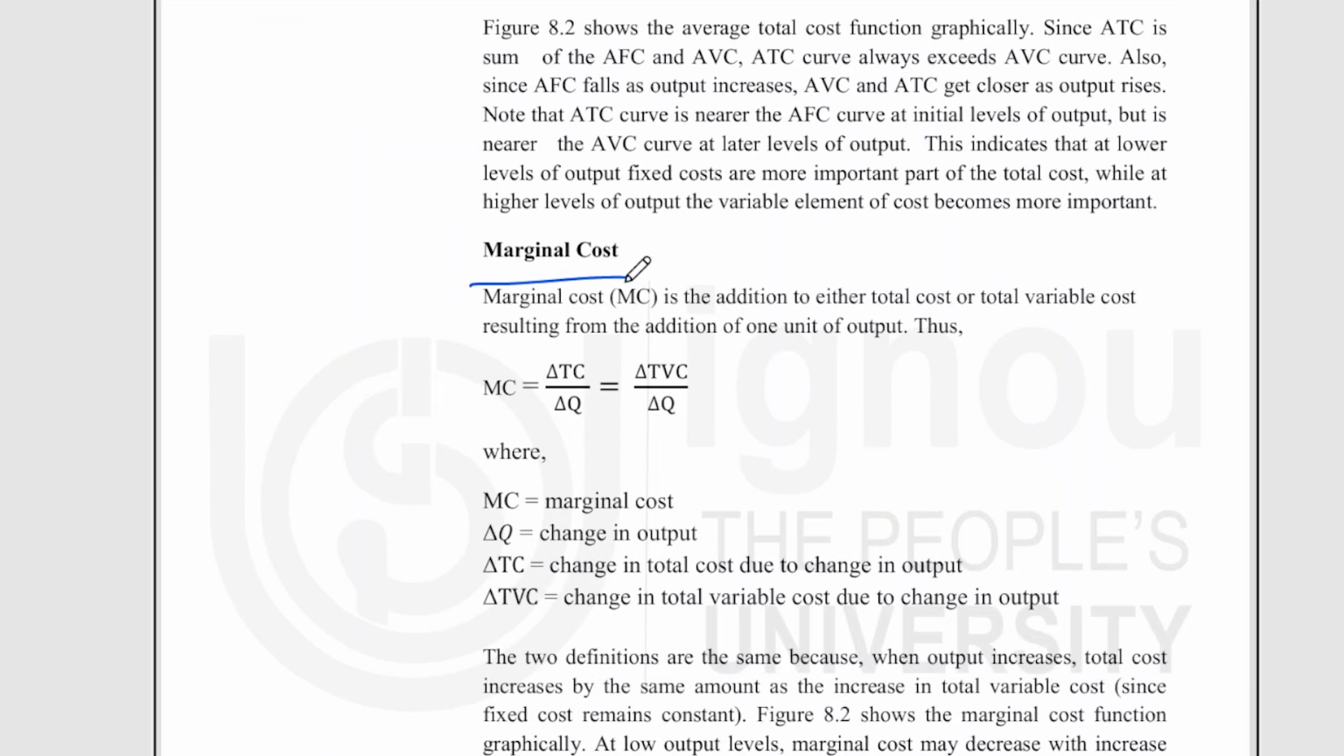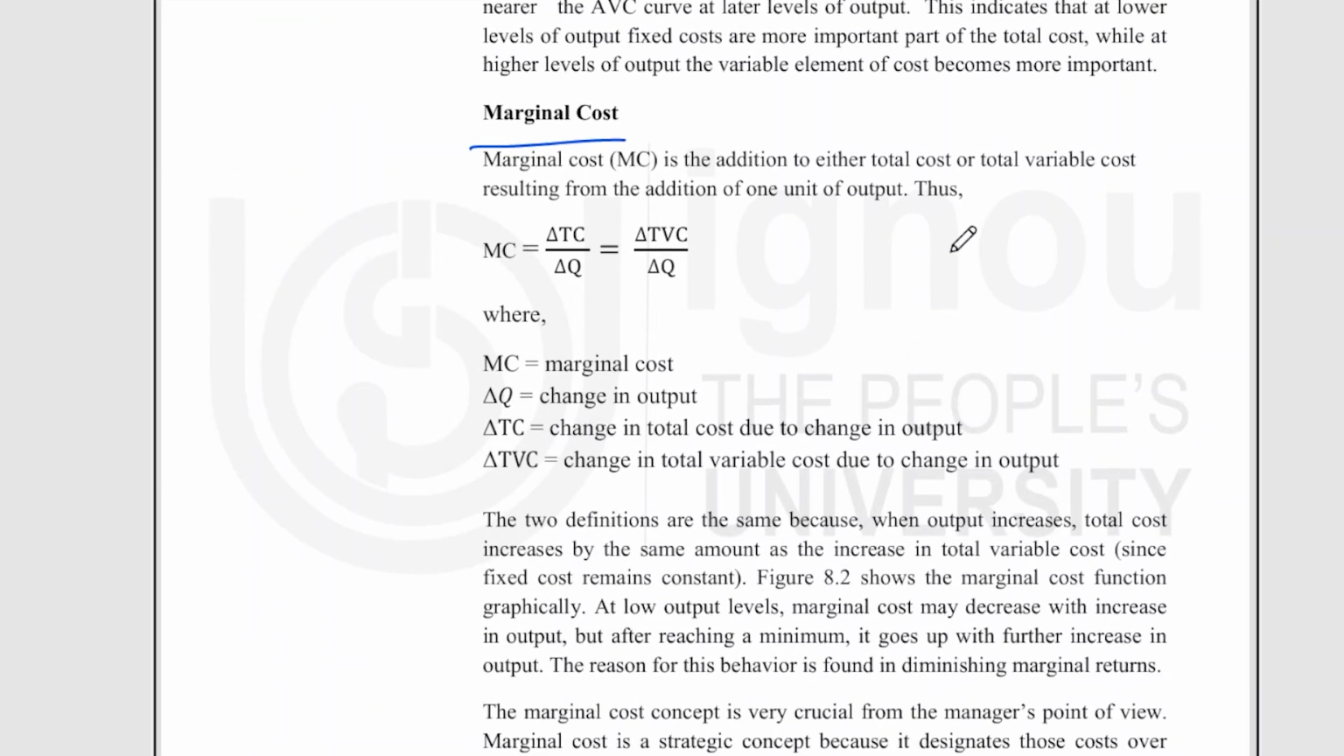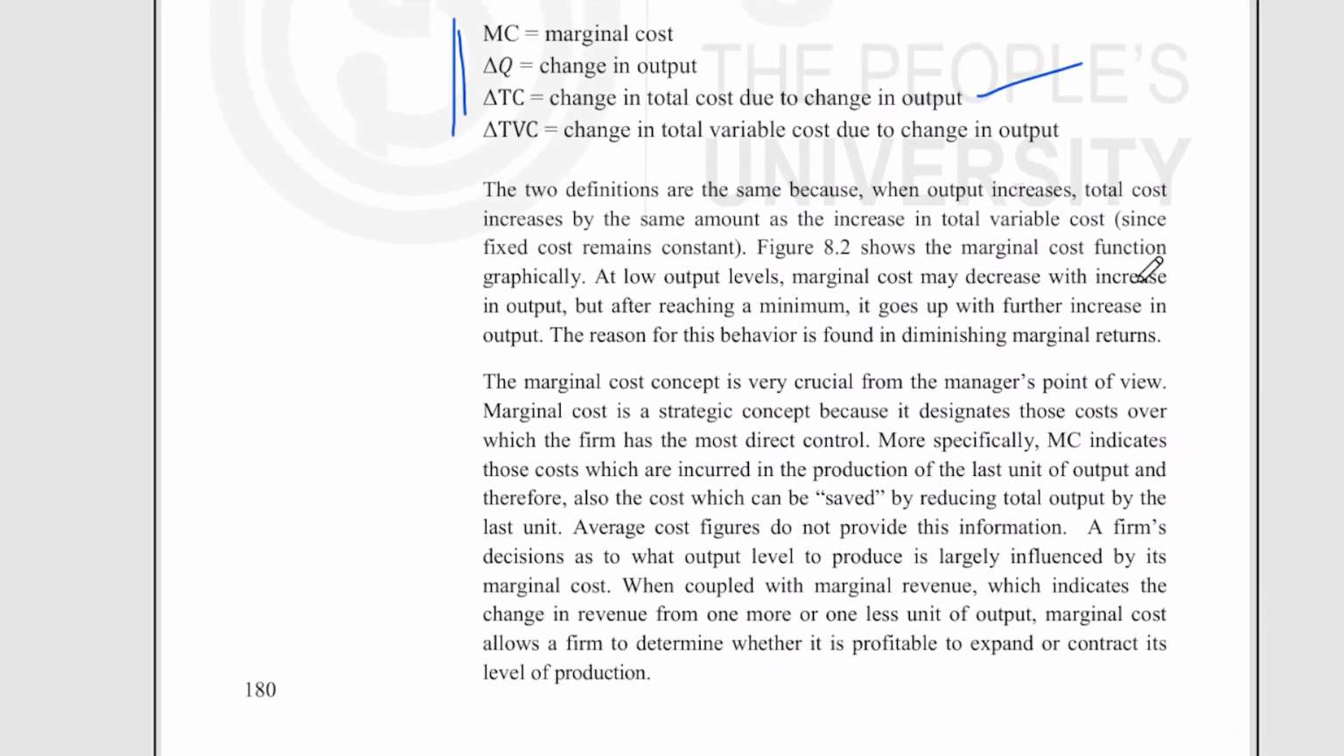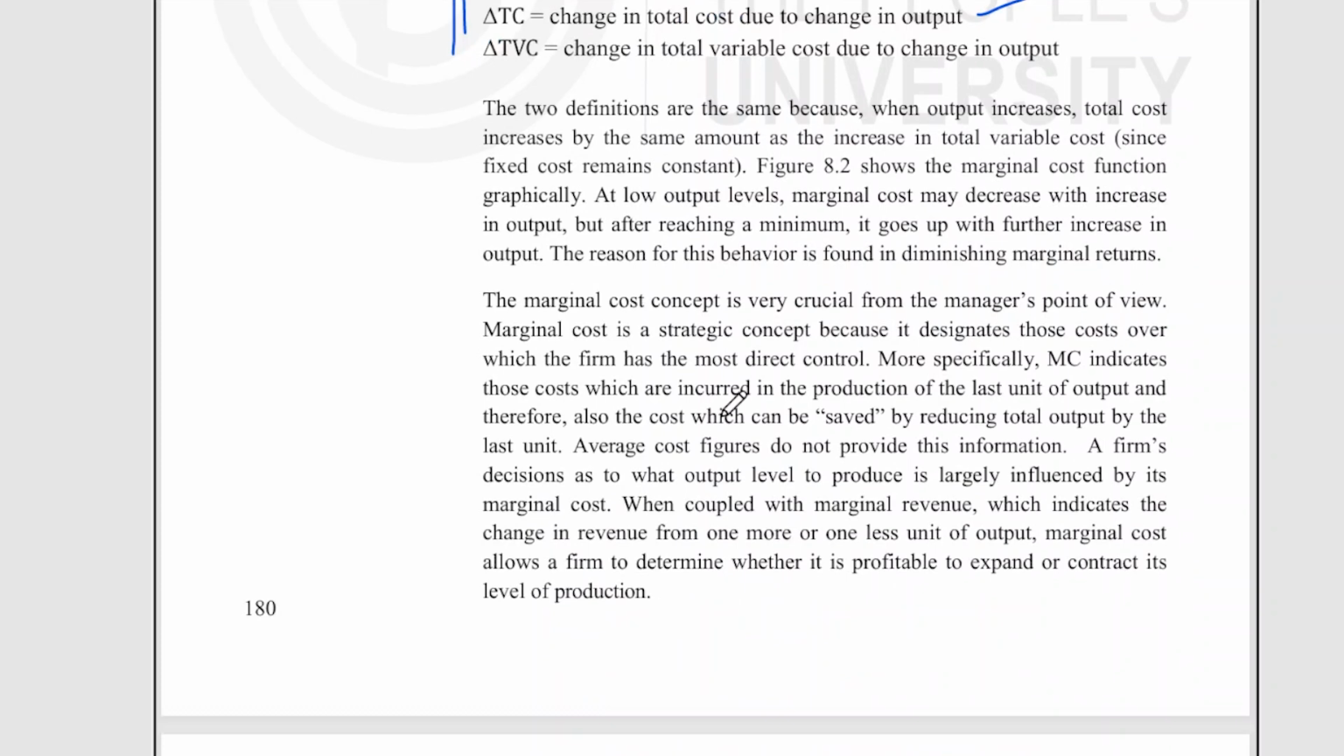Next is marginal cost. Marginal cost, MC, is the addition to either total cost or total variable cost resulting from the addition of one unit of output. So this is an equation. Here MC is equal to marginal cost, delta Q is the change in output, and delta TC is the change in total cost due to the change in output. So this is equation based. Please refer to your study material parallelly, so it will be more clear.